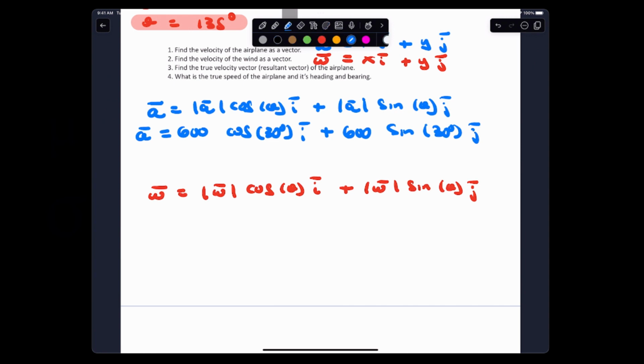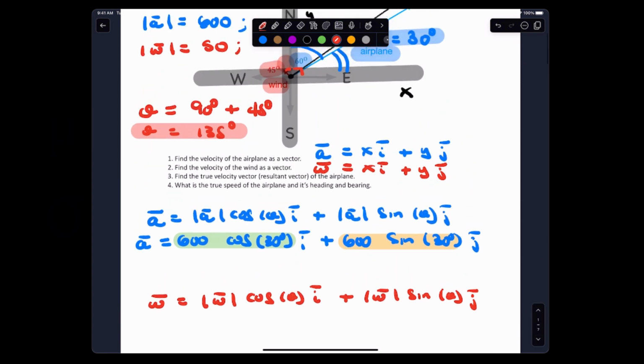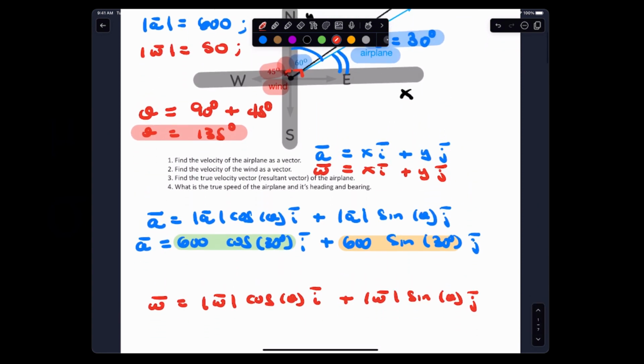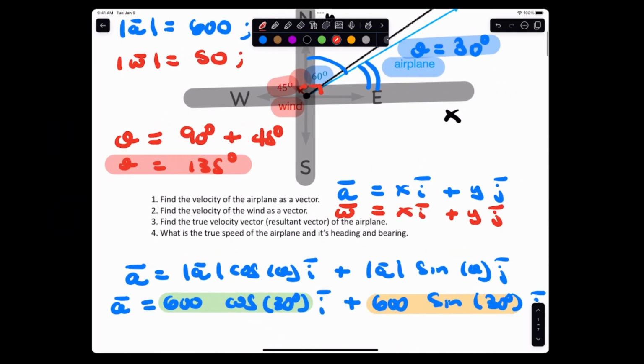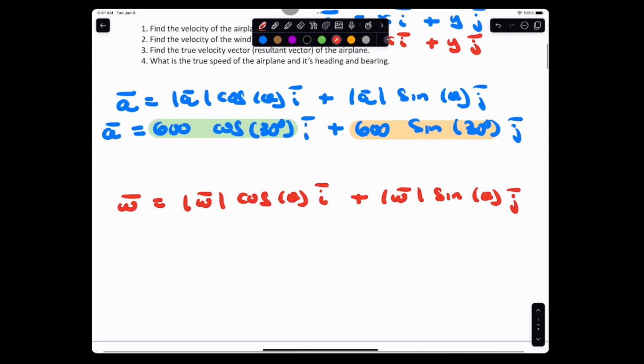So yesterday, we found the horizontal component in green and the vertical component in what? Orange. And you might say, well, what about the wind vector? Well, what's the magnitude again? 50. What's the direction? 135. So 50 and 135.